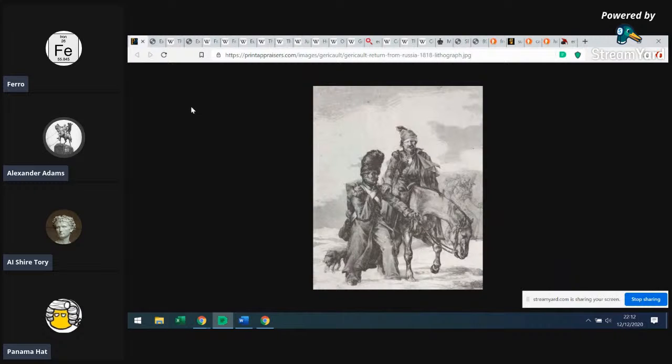This is Géricault, of course, the very famous Romantic artist. We'll get to his most famous picture in a minute. But this is called The Return from Russia. This is a lithograph, I think, from 1818. Lithograph, of course, is a print form, so this is going to be widely distributed. It's very cheap, can go out to lots of people, or go out to people all across the country. So this is a scene of Napoleon's retreat from Moscow. And obviously it focuses on the suffering of the soldiers.